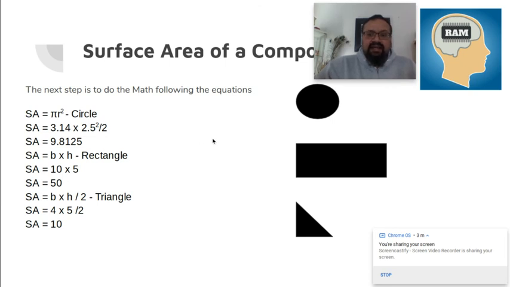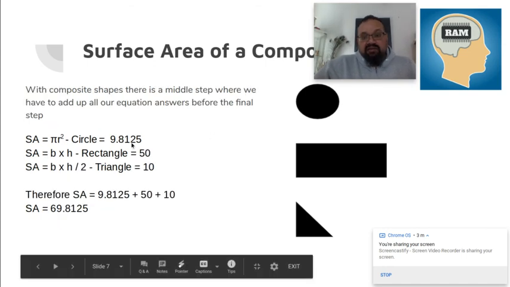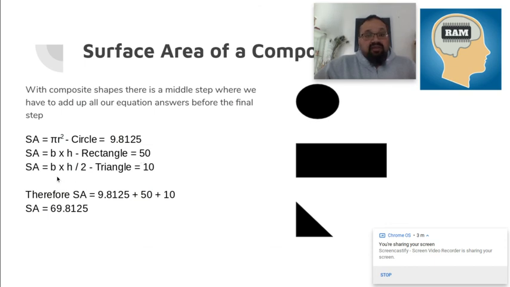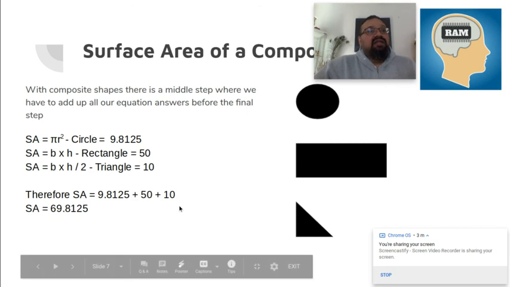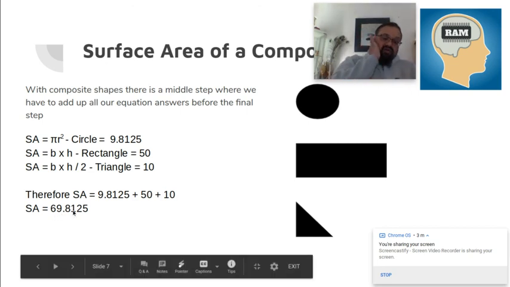Now, the next step is the part that brings it all together, right? We take half the circle value, 9.81. We take the surface area of the rectangle, 50. We take the surface area of the triangle, which is 10. We add them all together to get an answer of 69.8125.